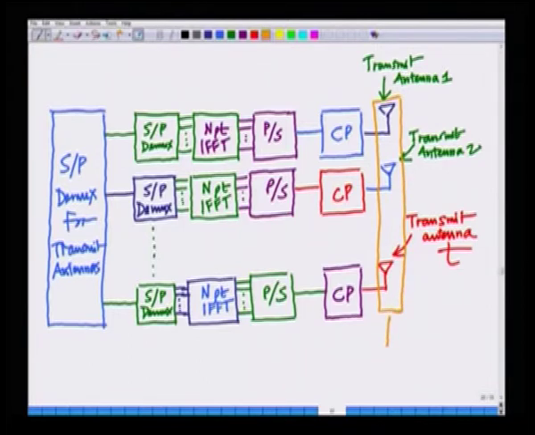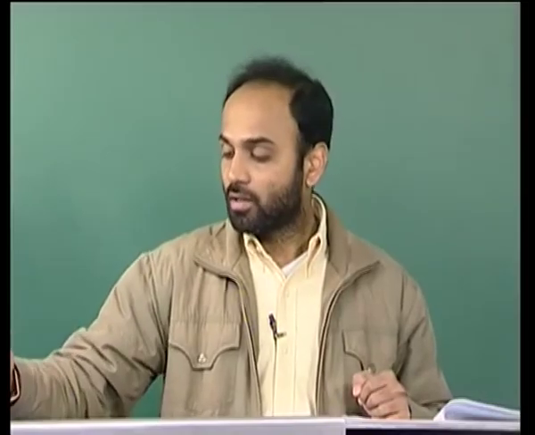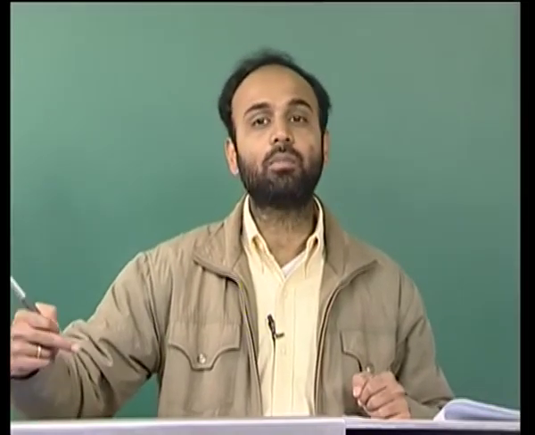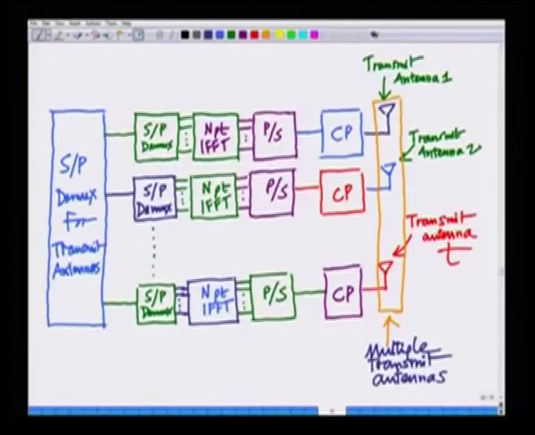In fact, these are nothing but my multiple transmit antennas, that is the front end, that is the transmitter. These are the multiple transmit antennas. Before transmitting on each transmit antenna, I have to perform these OFDM operations, which is blocking, IFFT, then again deblocking, that is serializing, addition of CP, and transmission.